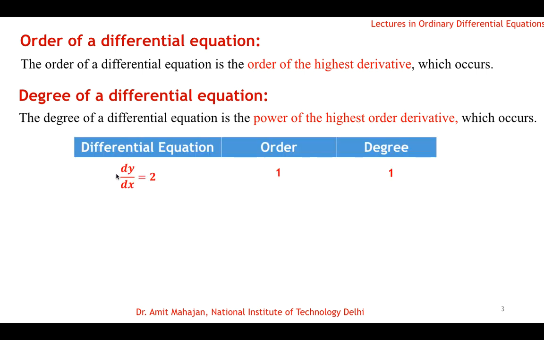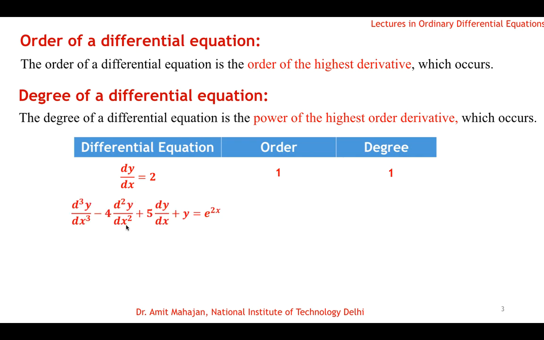For example, say you are given this simple equation dy by dx is equal to 2. So it's an ordinary differential equation, y dependent variable, x independent variable. Okay, so where are the derivative terms? It has only one derivative term, this dy by dx. Okay, so that's a first derivative term. So order becomes 1, because the derivative is first derivative. And this dy by dx term has a power of 1. Okay, dy by dx whole power 1, so that tells us that the degree is also 1.